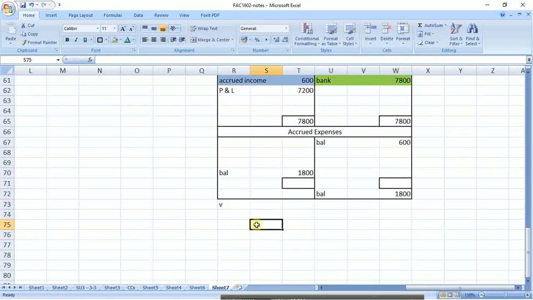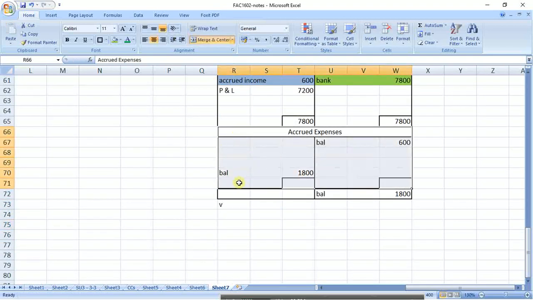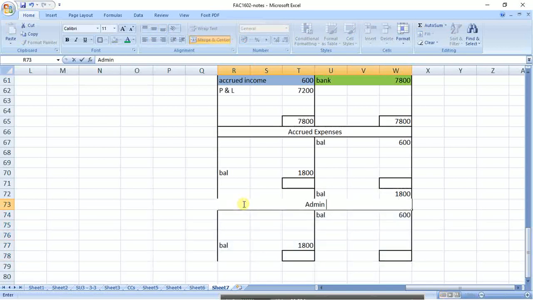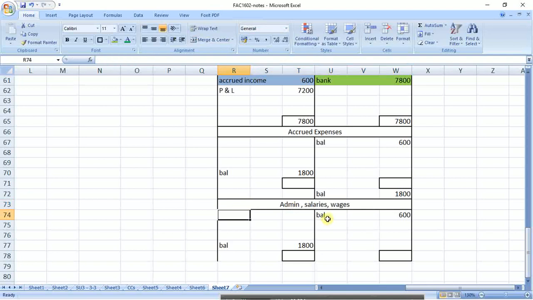Okay, salaries and wages and admin. It was all grouped as one. So we'll just put one heading for it. So it's 105: admin, salaries, wages. That was 105,000. Which is a profit and loss figure. Yeah. In the profit and loss figure, it was 105. Okay, so which side's bigger here? This side's bigger.